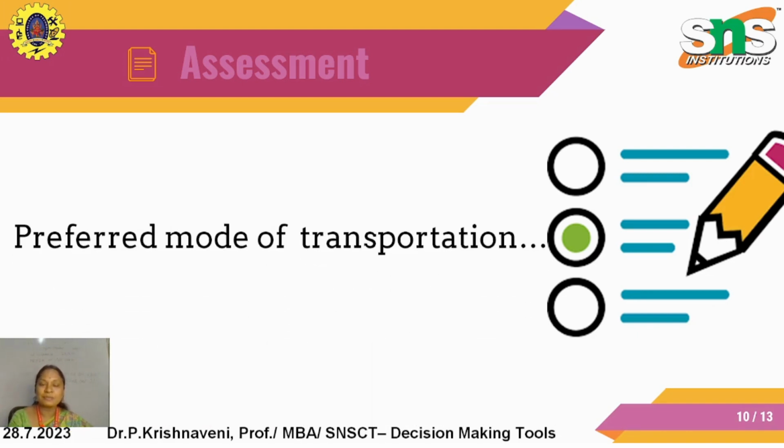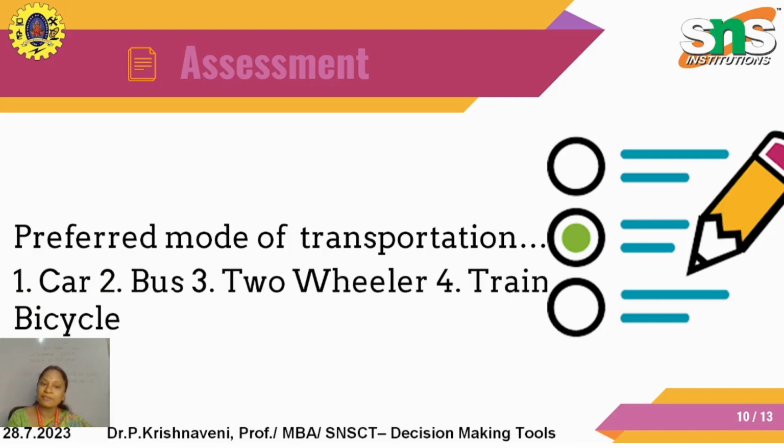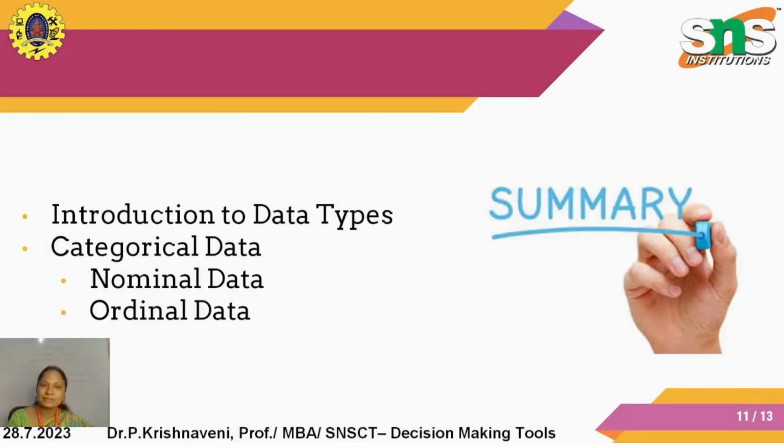Now let us have a small assessment. One questionnaire used by the interviewer asks for the preferred mode of transportation, and they are giving options like car, bus, two-wheeler, train, bicycle. What kind of data is it? Yes, it's categorical data, there is no doubt about it. Under that, it is nominal data. There is no order over here, so it helps us to label the variables.